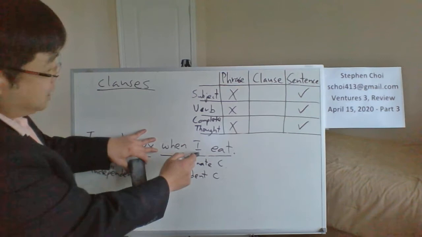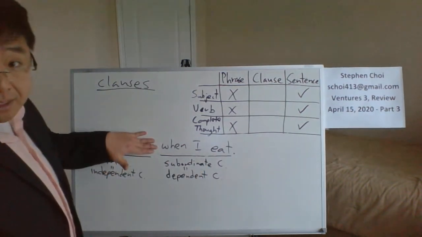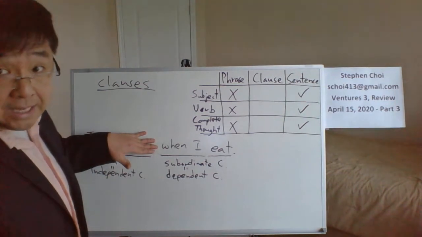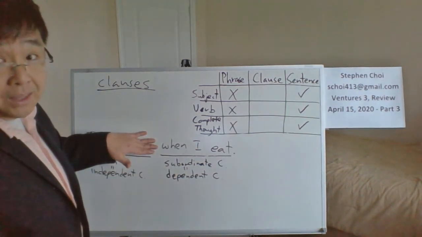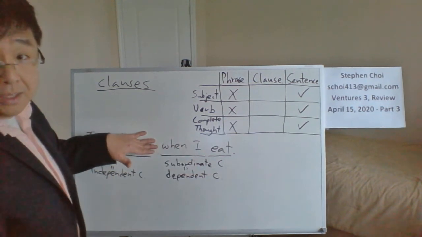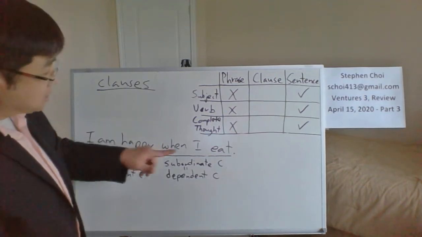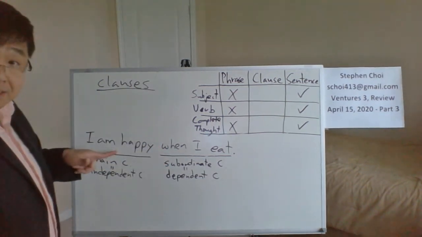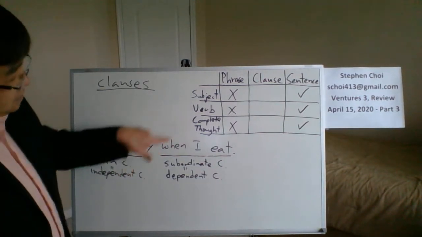Okay, this clause has a subject and a verb, but if it doesn't have this part, if it just has "when I eat," that does not have a complete thought. So it cannot be by itself. It cannot exist by itself. Okay? That's why it's called a subordinate or dependent clause, because this clause needs this one. Okay? "When I eat" is dependent.